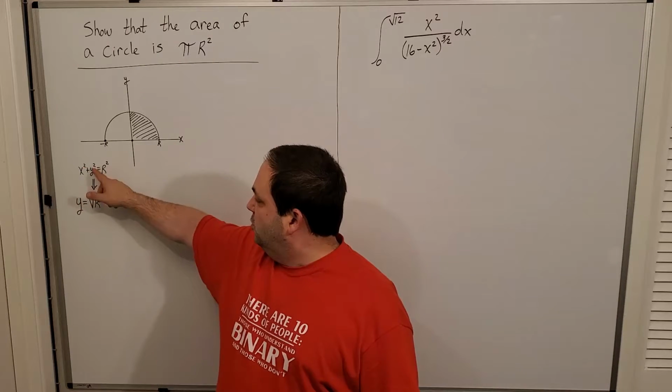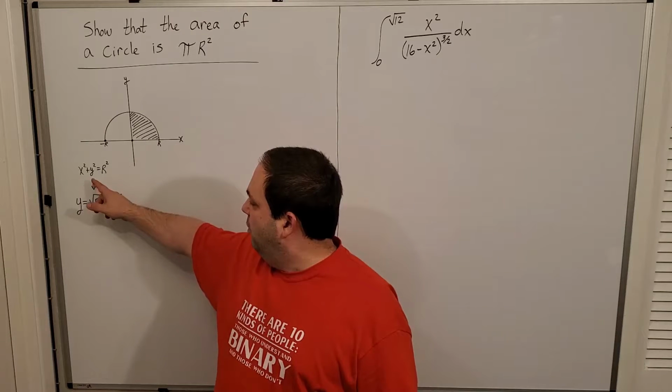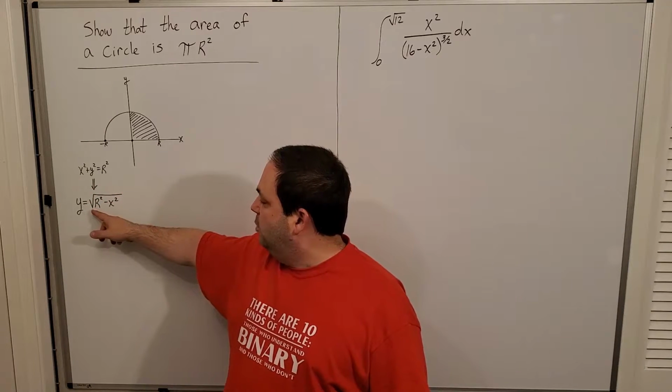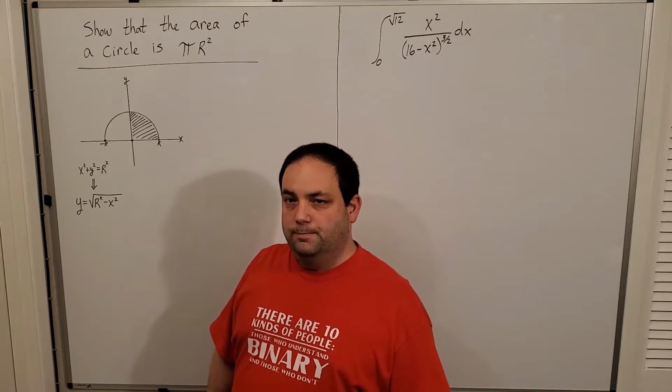So x squared plus y squared is going to equal r squared, and therefore y would be equal to the square root of r squared minus x squared.